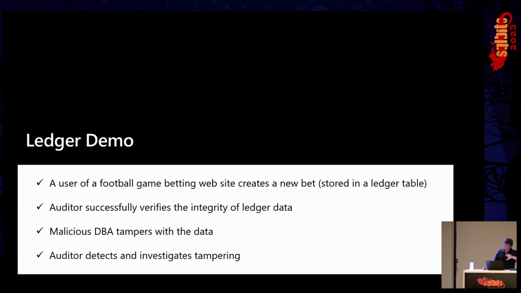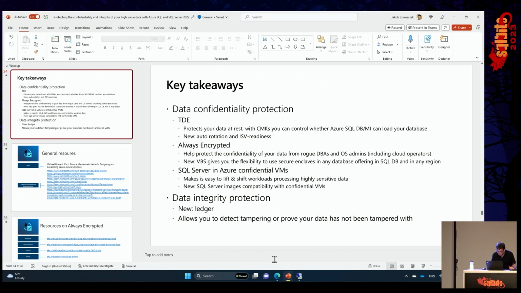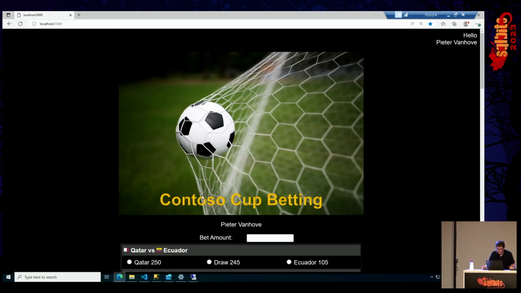By the way, this is a bug. This application uses SQL Server 2022 under the covers. There is a malicious DBA. He will tamper with the data, and then I'll show you how the auditor can easily detect it and do a forensic analysis. So let me switch quickly to my demo environment.